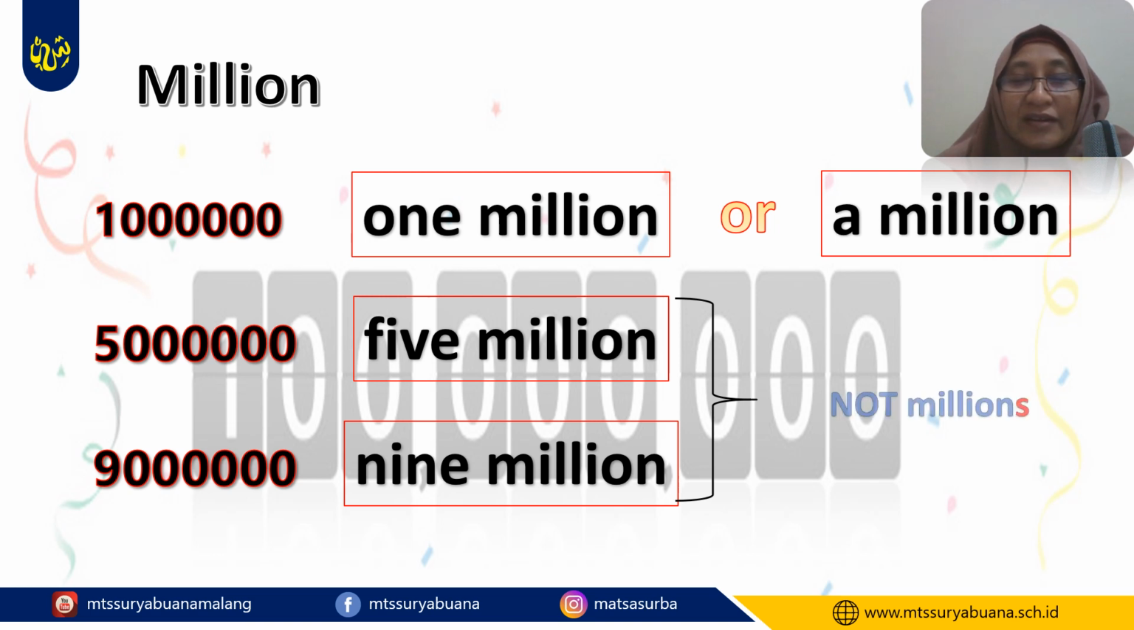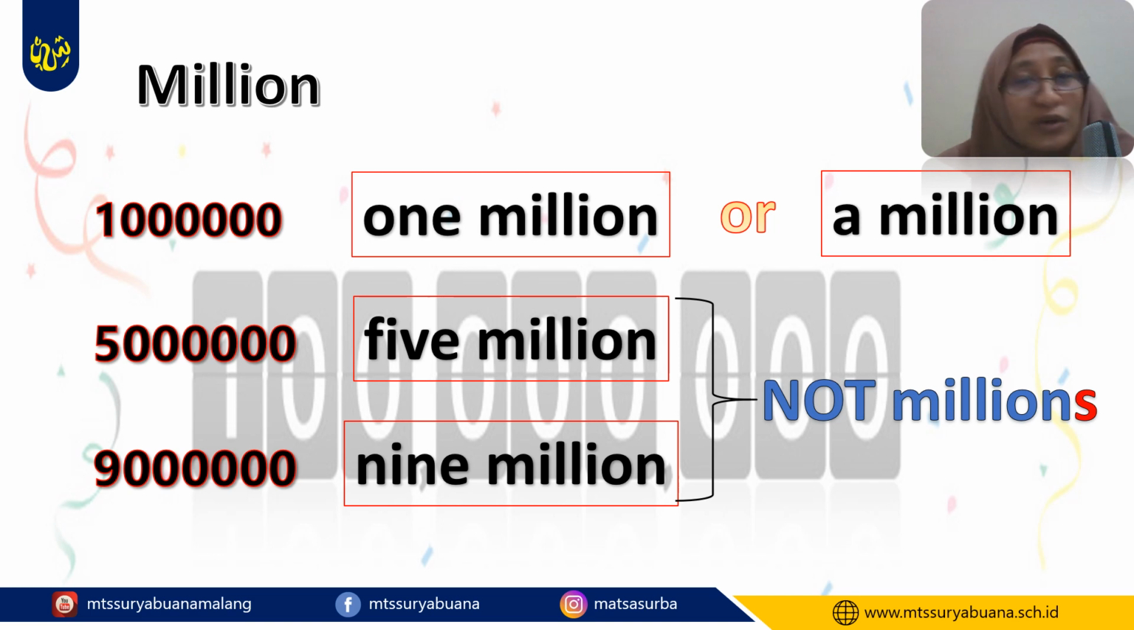Remember, when you say million, although the number at the beginning is more than 1, like 2, 3, 4, 5 and so on, you don't need to write millions. Omit the s. Okay?